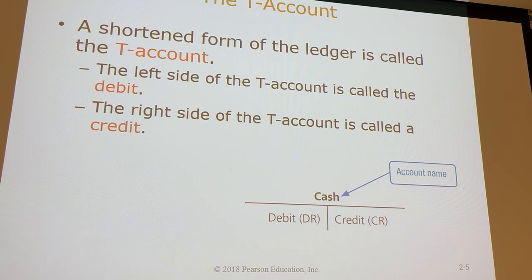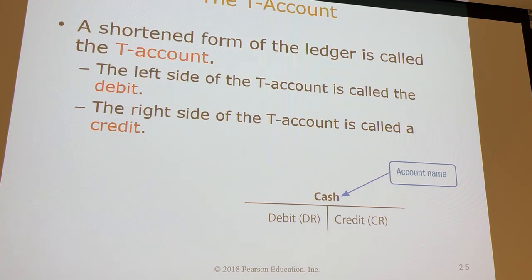Sometimes debit and credit are abbreviated. Debit is DR and credit is CR. You notice the word debit does not have an R in it, but the reason it's abbreviated as DR is apparently this comes from the French, because the French were the first ones to use a double entry accounting system.